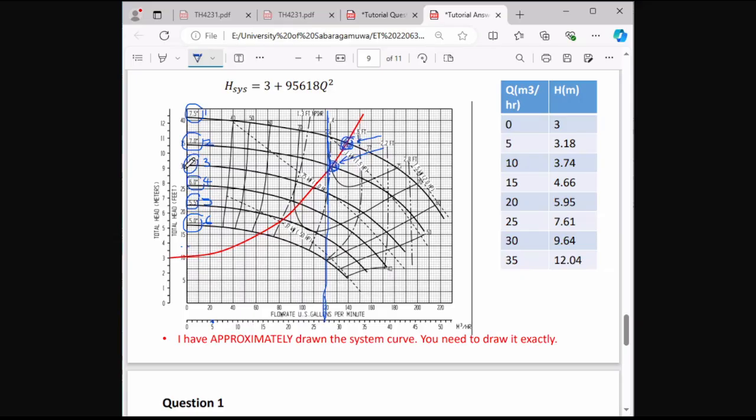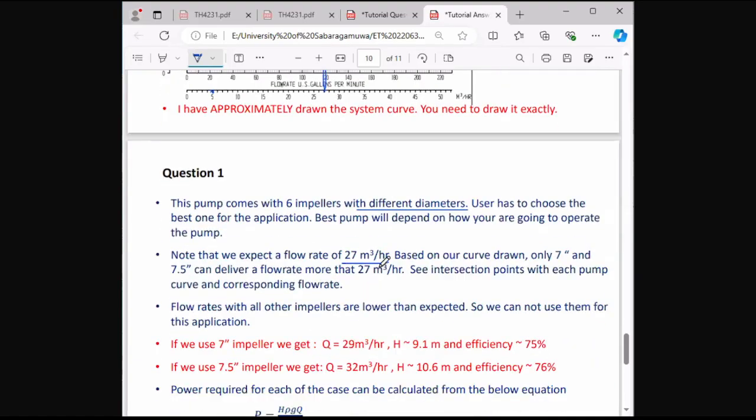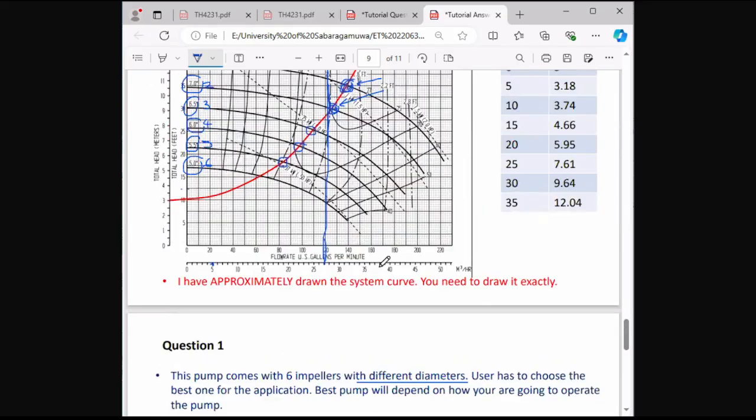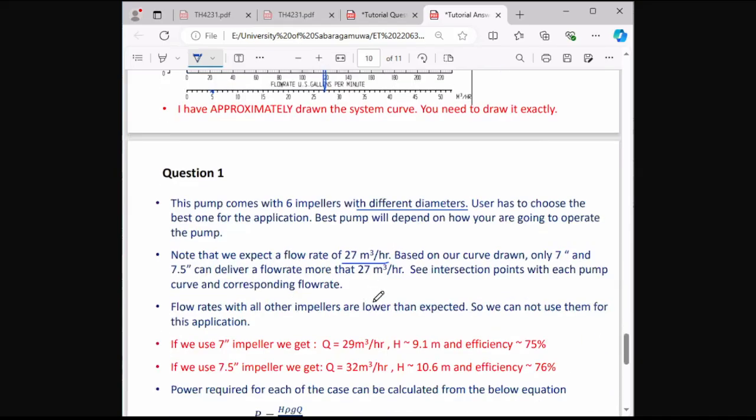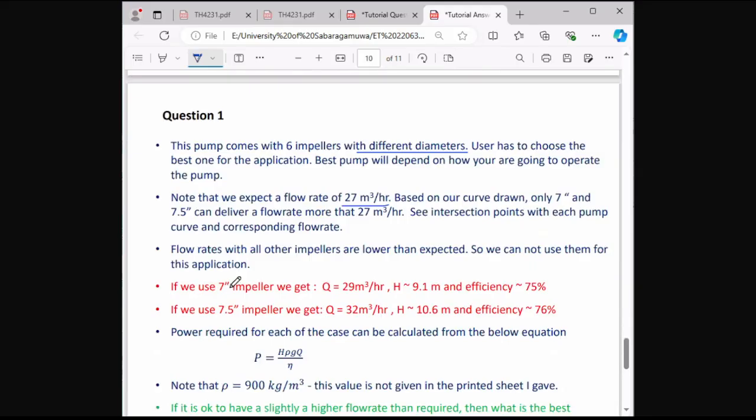We cannot get this operating point because the flow rate should be 27 cubic meter per hour. Okay. Then according to this phenomenon, you need to select the 7-inch diameter impeller or the 7.5 inch diameter impeller. Okay.